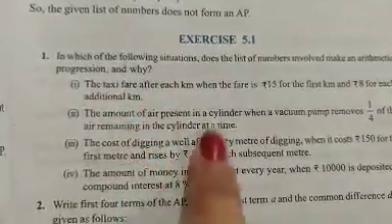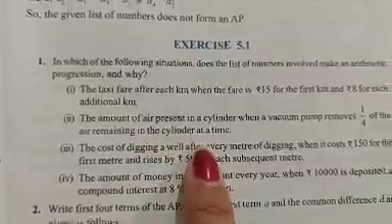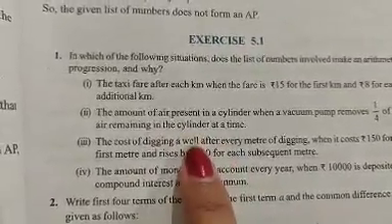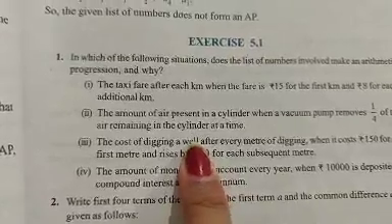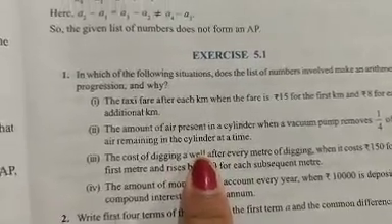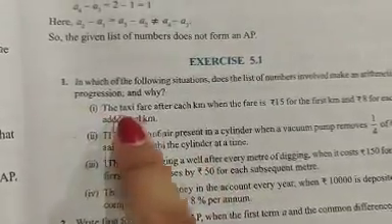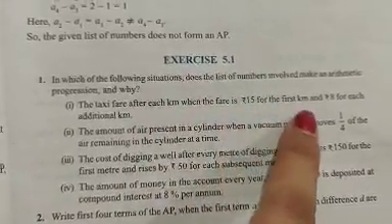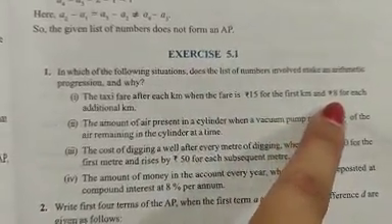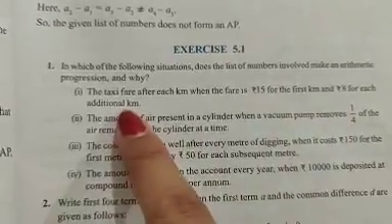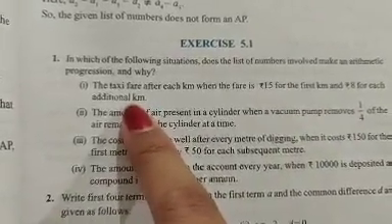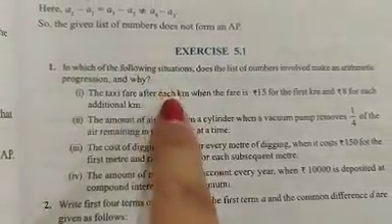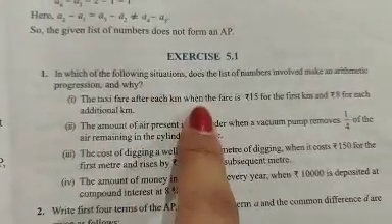Okay, the next 3 parts you have to solve on your own, and if you have some doubt you can ask from us, or you can take help from some study materials also. Okay, so see, the first one is the taxi fare after each kilometer, when the fare is rupees 15 for the first kilometer and rupees 8 for each additional kilometer. Okay, we have to analyze whether this situation will form an AP or not.